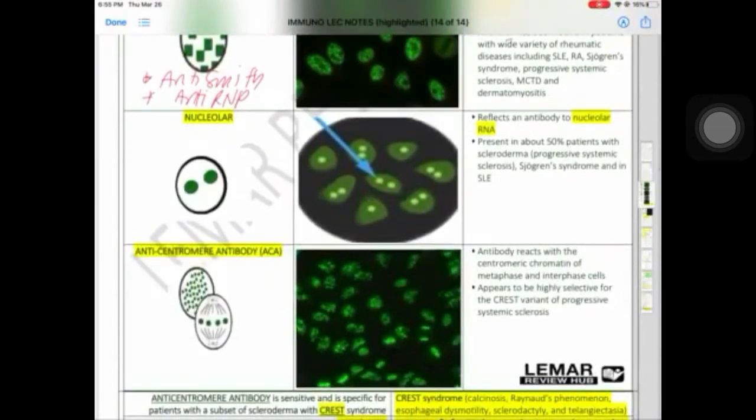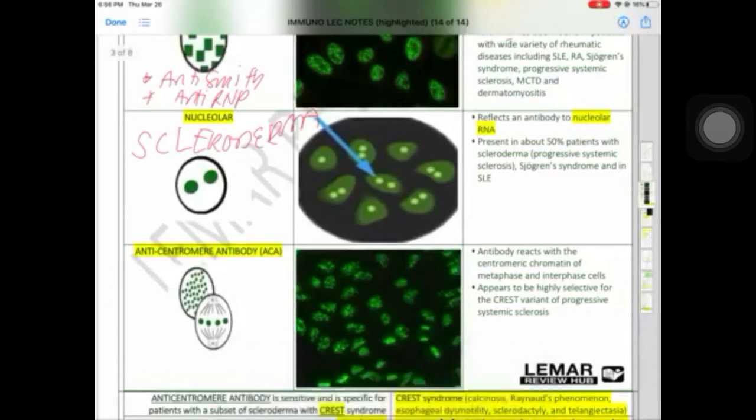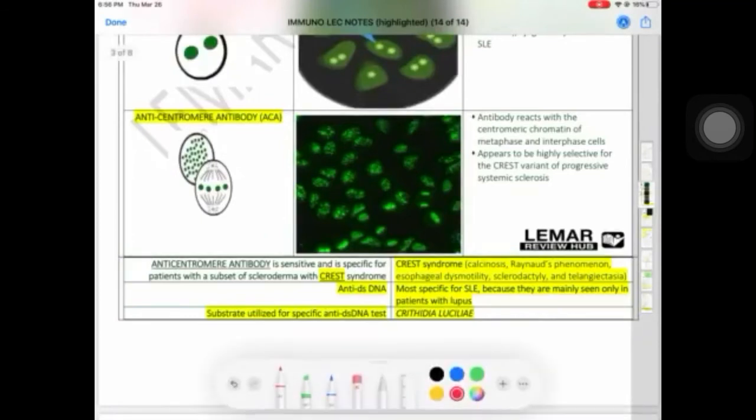Next, we have yung nuclear staining pattern. So, may stain lang po yung nucleolus. An antibody directed to nuclear RNA, 50% patient with scleroderma will exhibit this type of staining pattern. Huwag pong kakalimutan. Another, we have yung anti-centromere antibody associated with what condition? CREST, calcinosis, Raynaud's phenomenon, esophageal motility abnormality, sclerodactyly, telangiectasia.